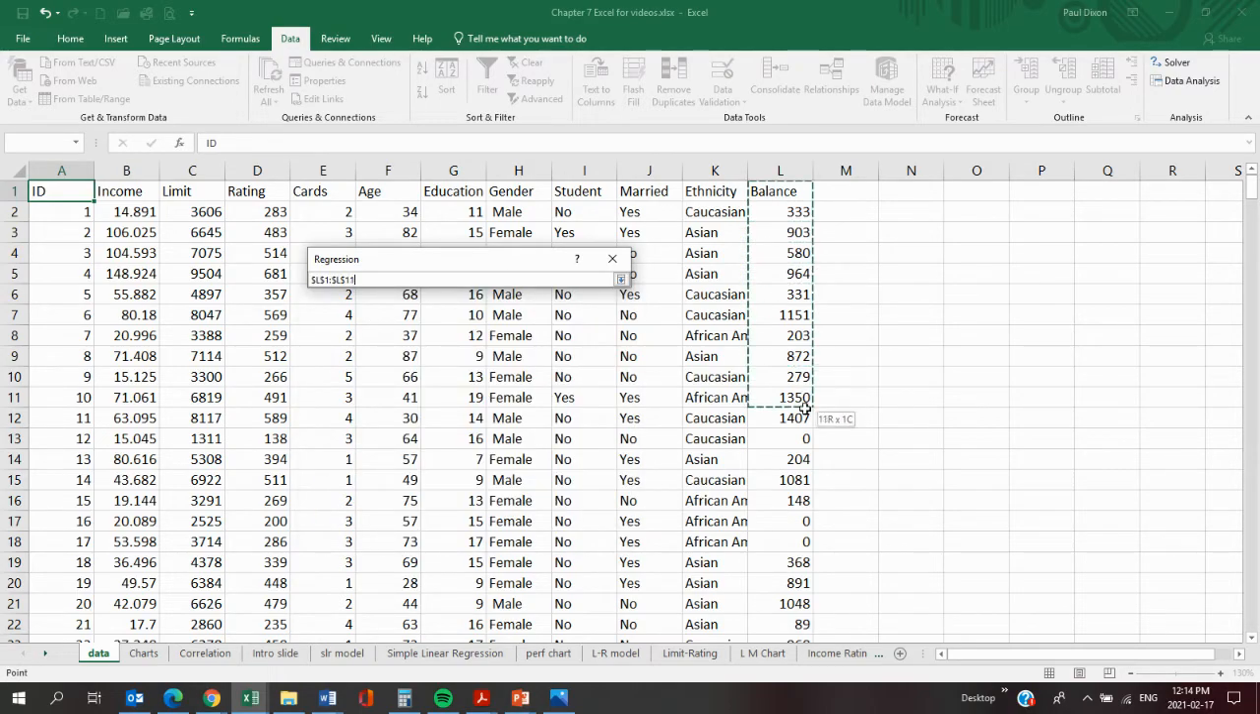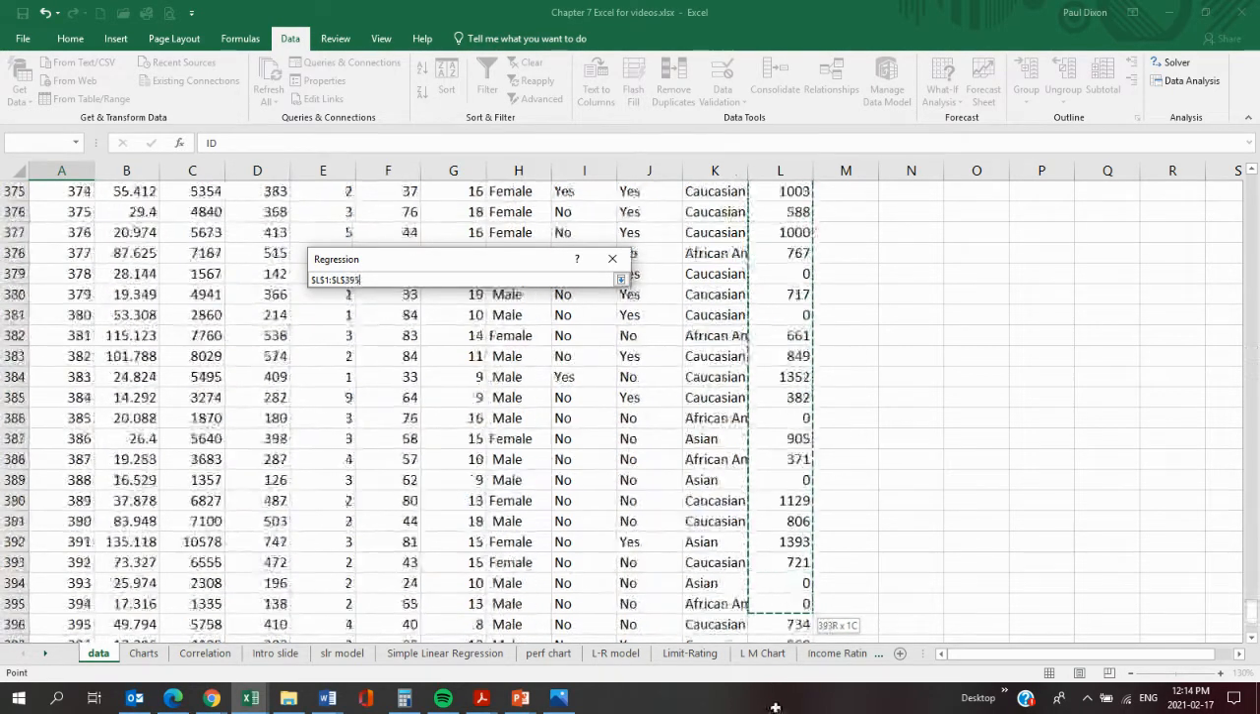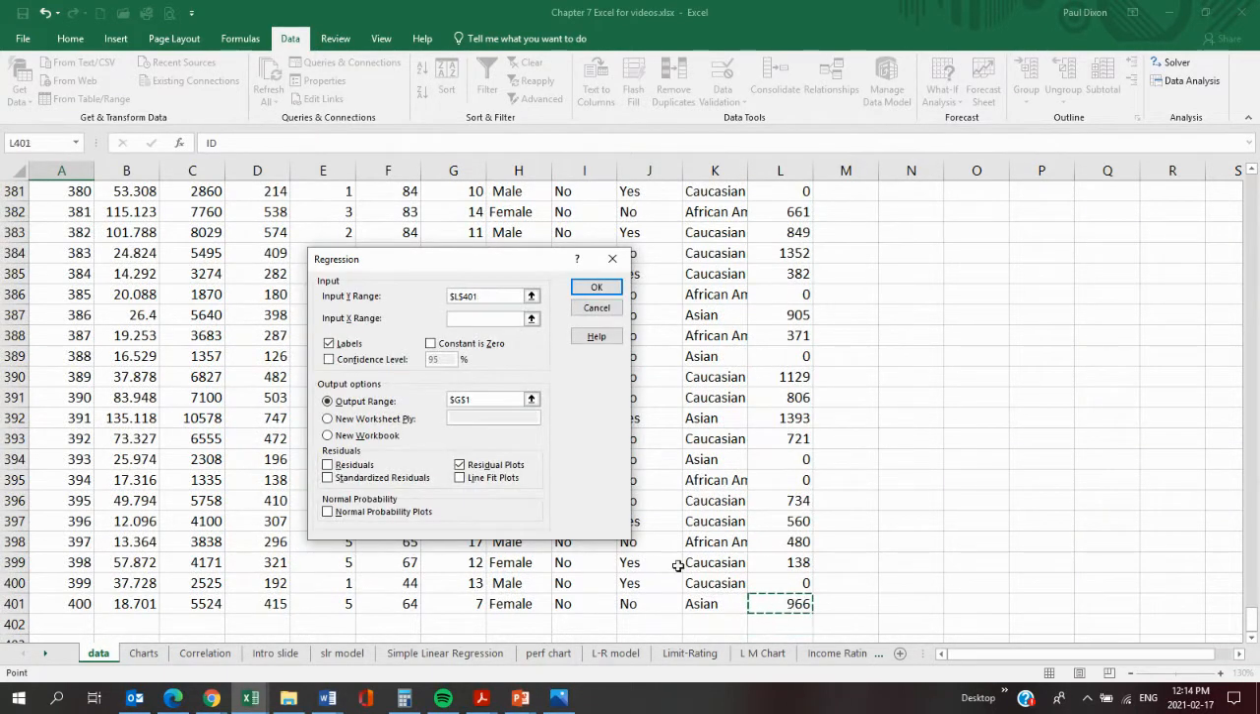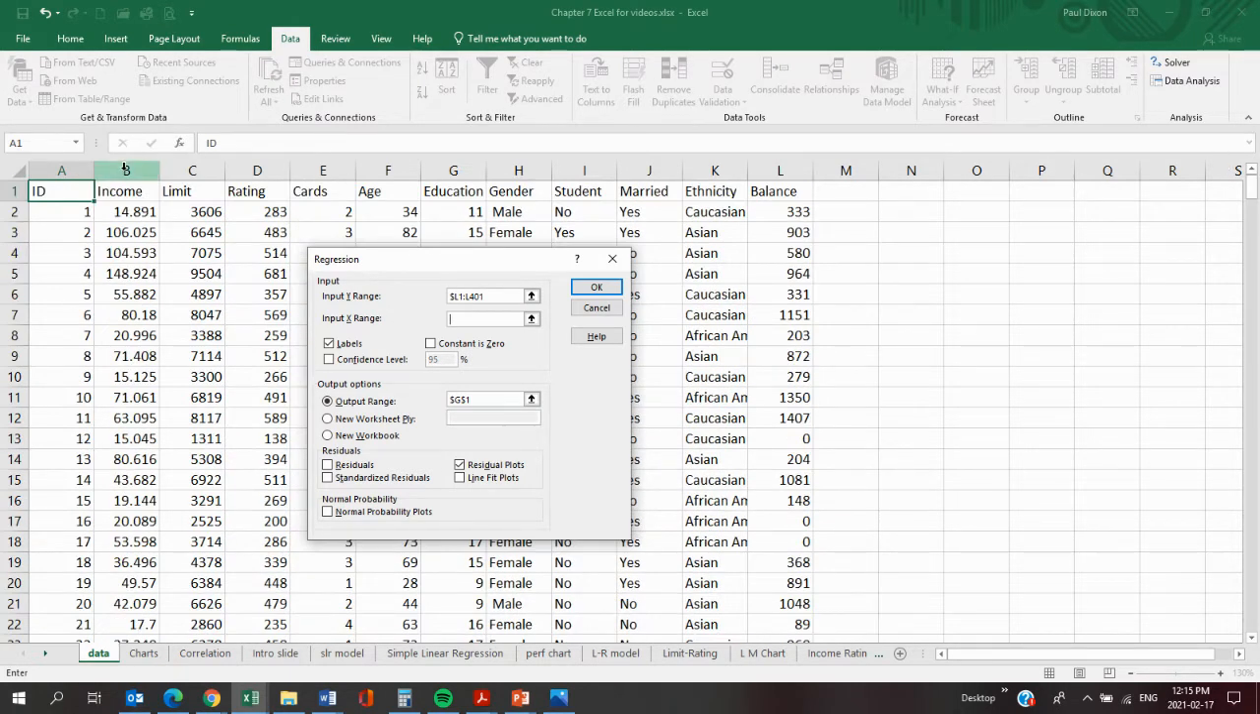So that's everything in this balance column, all the way down here. Whoops, sorry, I goofed. Let me just type it in. It's in column L, I'm going from L1 to L401. Now, the x variables, I want income and limit. So they're in columns B and C. I'm going to go from B1 up to C401. So all of the income and limit data here.